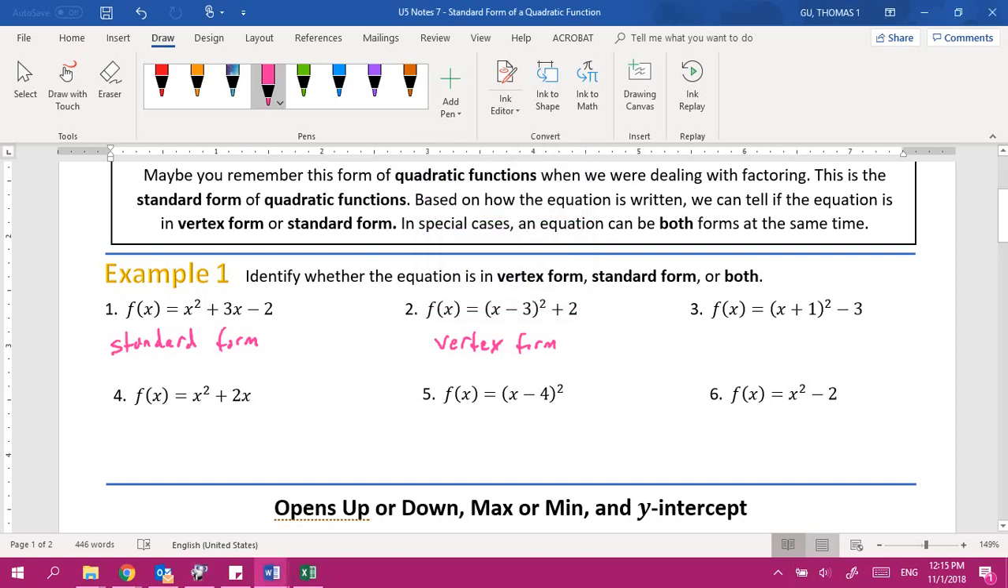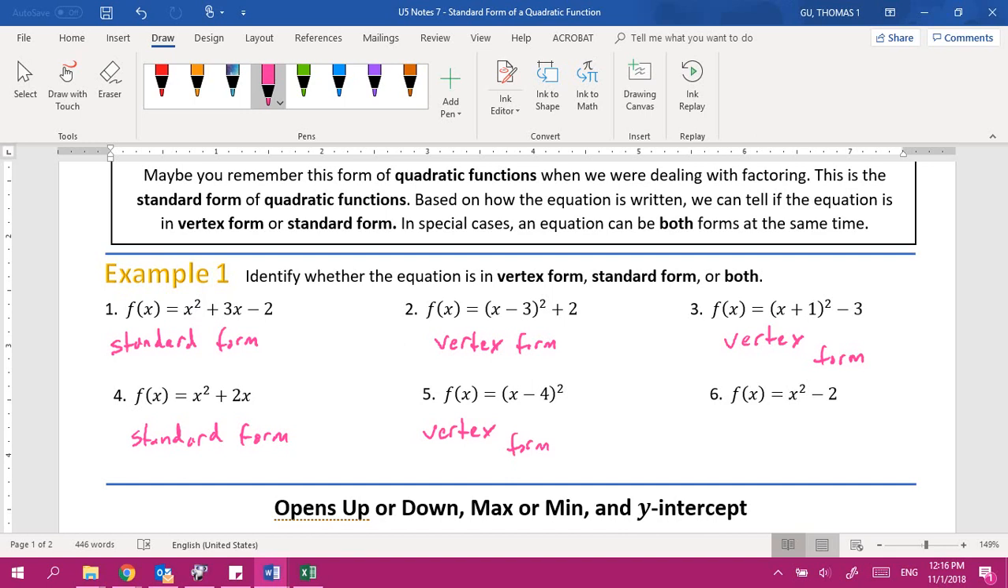What did you get for number 3? Vertex. Vertex form. How did you know? Parentheses. Number 4, what did you put for number 4? Standard. Standard, why? Right, because you see the x squared and the x. And also you see there's no parentheses, but for sure though, the best way to tell is if it's x squared and the x in there. What about number 5? Vertex, why? Got the parentheses. And what about number 6?